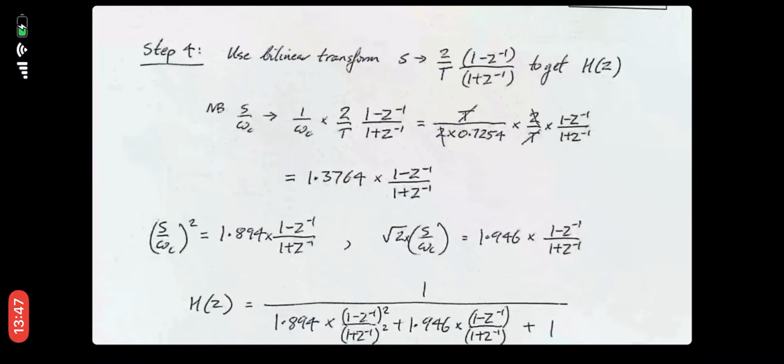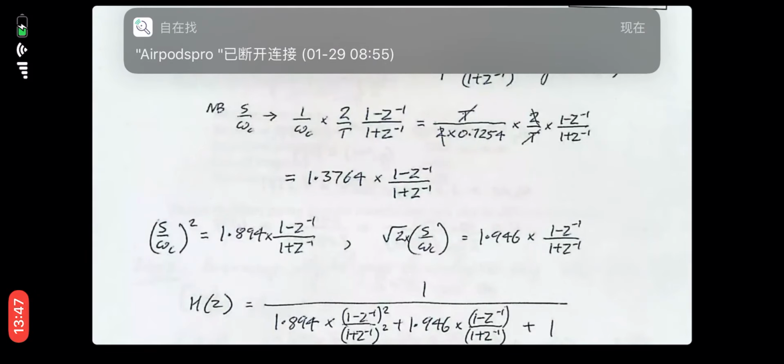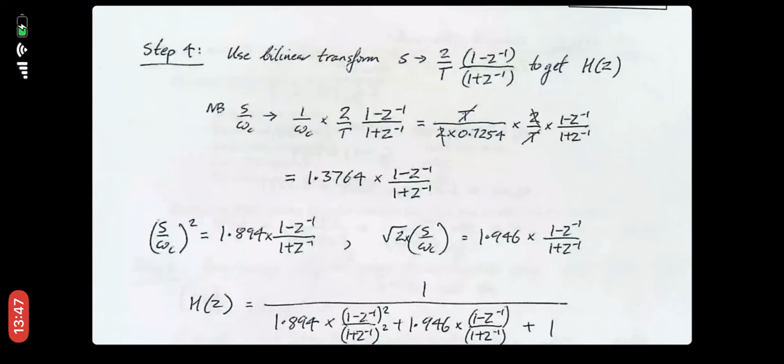So next part, now we use the bilinear transform. We've got this prototype that we had over the page. We substitute S for 2 over T, 1 minus Z to the minus 1 over 1 plus Z to the minus 1, or if you prefer, Z minus 1 over Z plus 1. And we note that S over omega C is 1 over omega C times S. And because of our omega C was this value here, the T's cancel out, so that's going to make it easier.